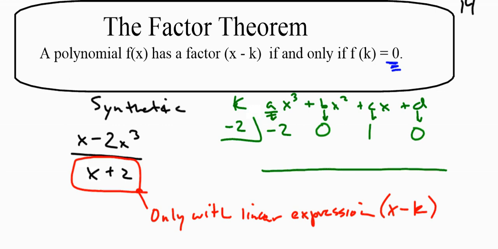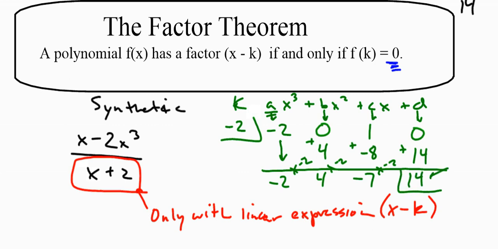The way it works is that you bring down your first term, so you have 1. Then you take the k value, negative 2, and multiply it by this number, and it goes under the negative 2. Multiply these through and we get 4. We then add these together, so we have 4. Then we take this and multiply by the k value again. Right here is going to be negative 8, and then we have 14 after multiplying by negative 2. Add it together and we have 14. This last number right there is our remainder.